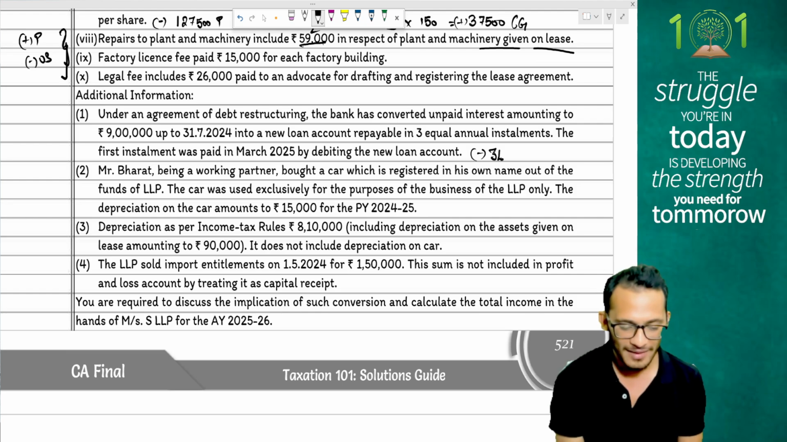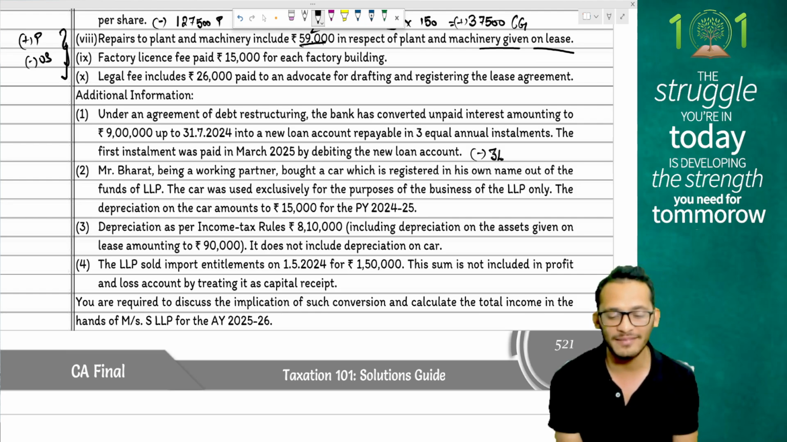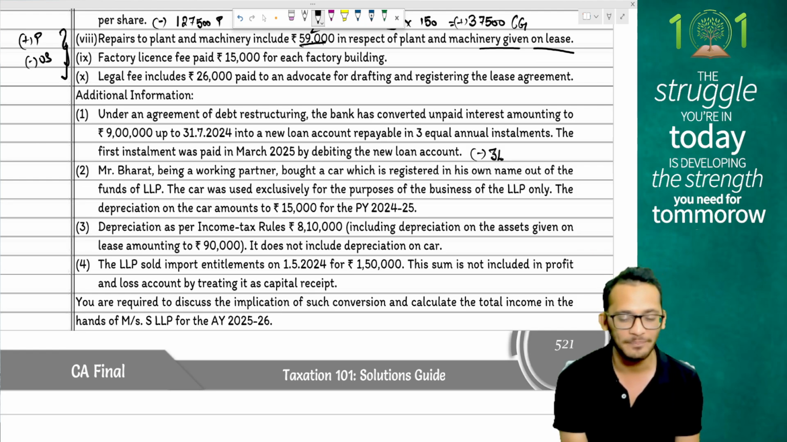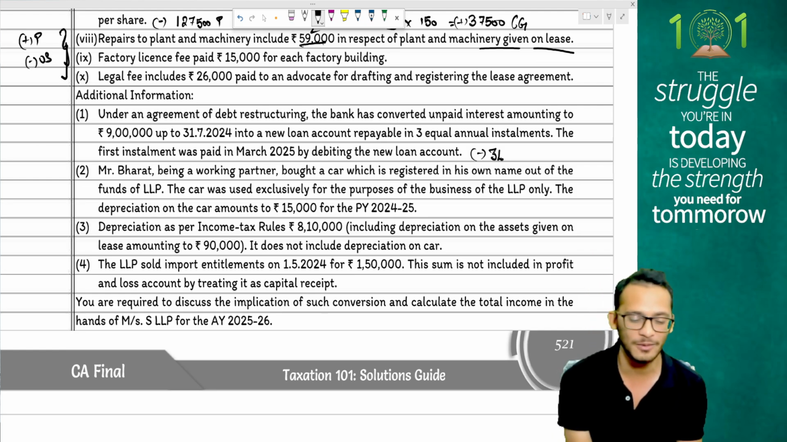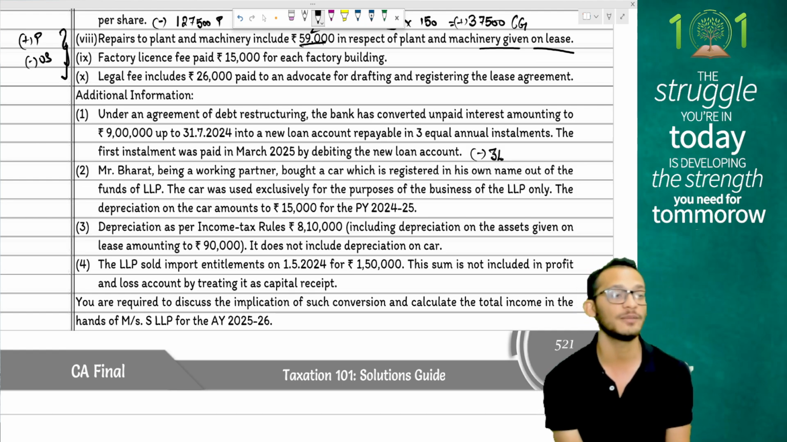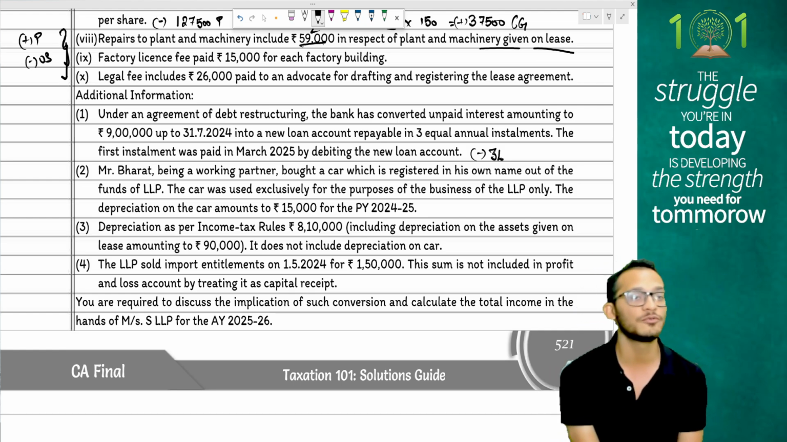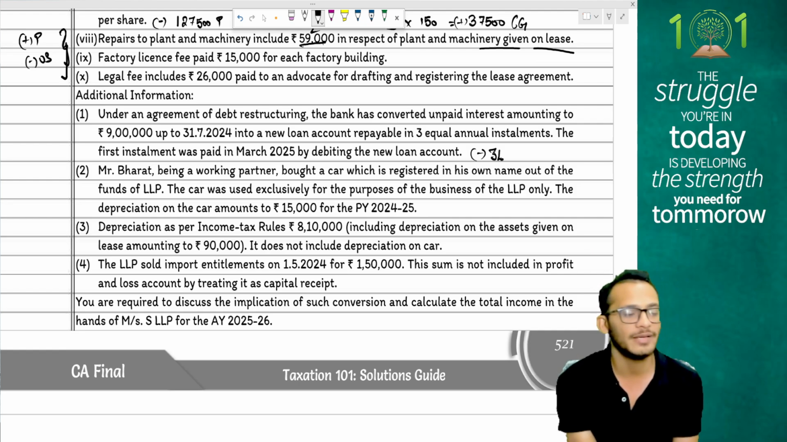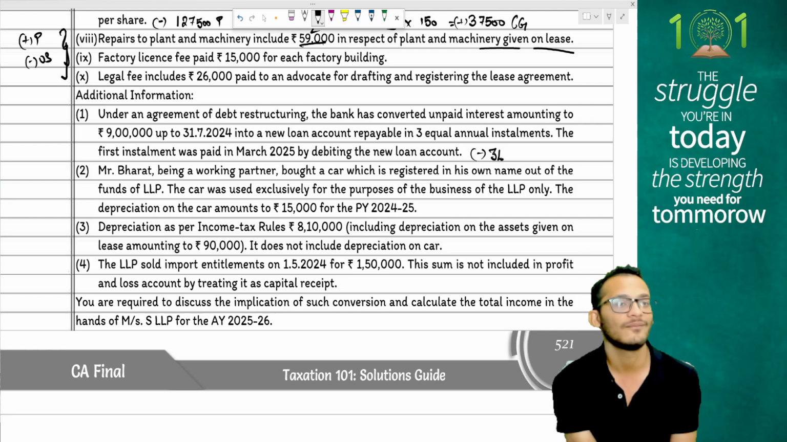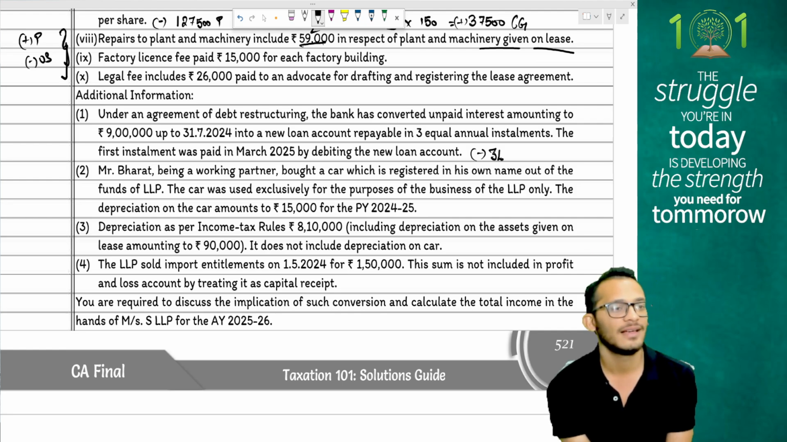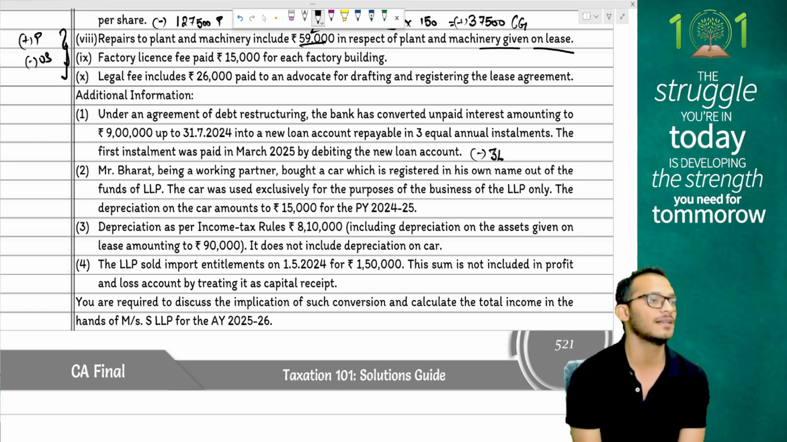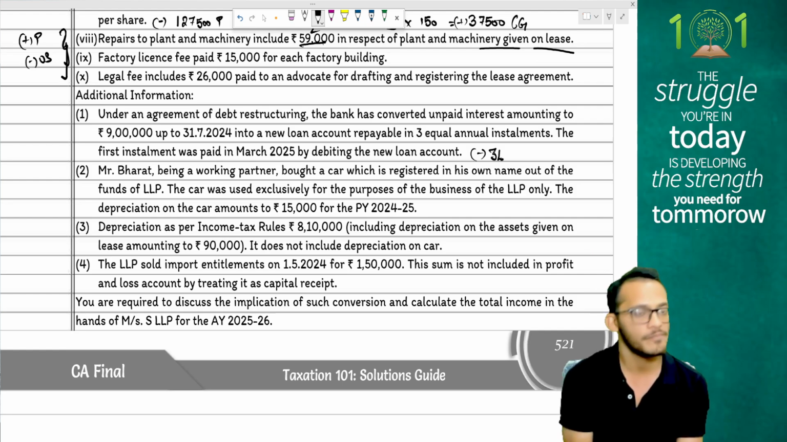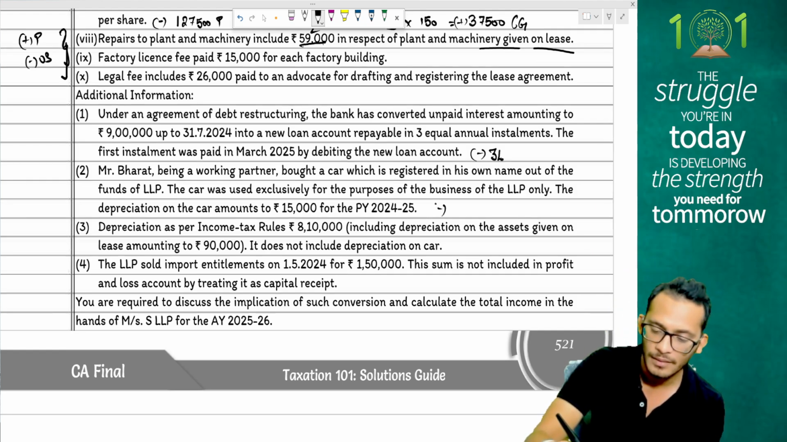That's it. Yes, Mr. Bharat, being a working partner, has bought a car which is registered in his own name out of the funds of the LLP. The car was exclusively used for the business of the LLP only. The depreciation on the car is 15,000 rupees for the previous year 24-25. People, the car is used for business, but the car is not in the name of the company. The car is in the name of the partner. Question to you: can depreciation be claimed by the company? Yes. We discussed it. There is a case law called ICDS Limited, where it said even if the car is registered in the name of the partners, depreciation can be claimed by the company. Therefore, this is allowed.